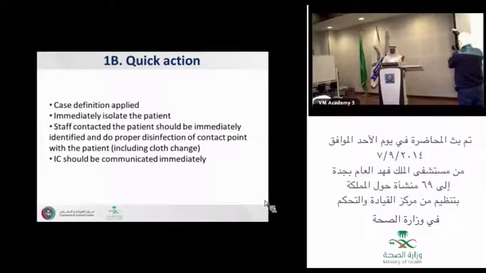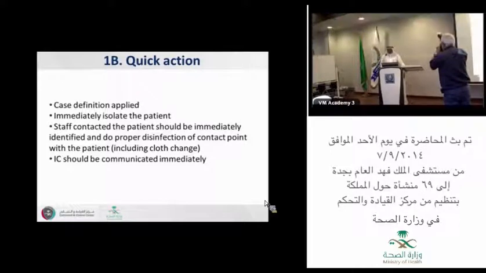Whenever you have a suspect case, that is applying the case definition of a suspect case, you need to immediately get a list and identify those people who were in contact with the patient, and do proper disinfection at that point. And also the infection control should be communicated immediately.